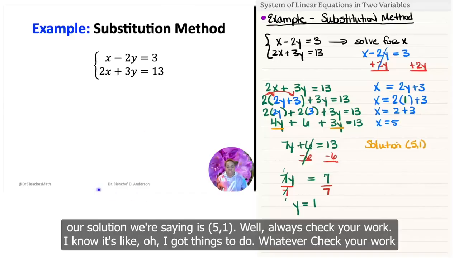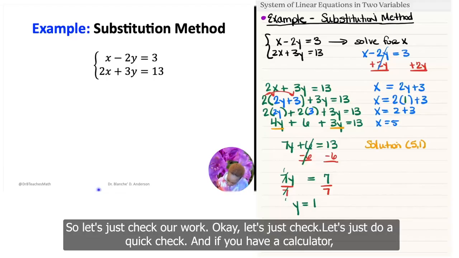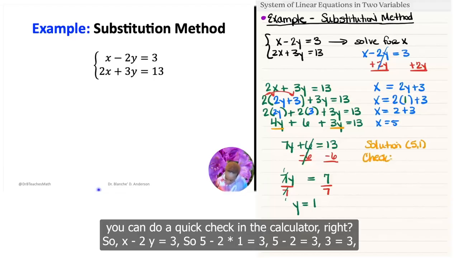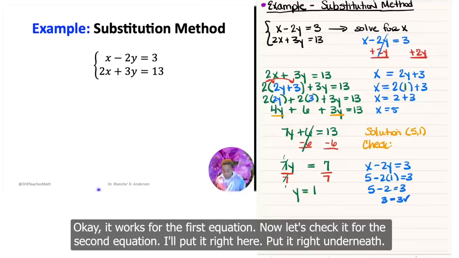Well, always check your work. I know it's like, oh, I got things to do, whatever. Check your work. Because if that one time you don't check your work, you're going to be mad if you get it wrong. Okay, so let's just do a quick check. And if you have a calculator, you can do a quick check in the calculator, right? So x minus 2y equals 3. 5 minus 2 times 1 equals 3. 5 minus 2 equals 3. 3 equals 3. Okay, it works for the first equation.